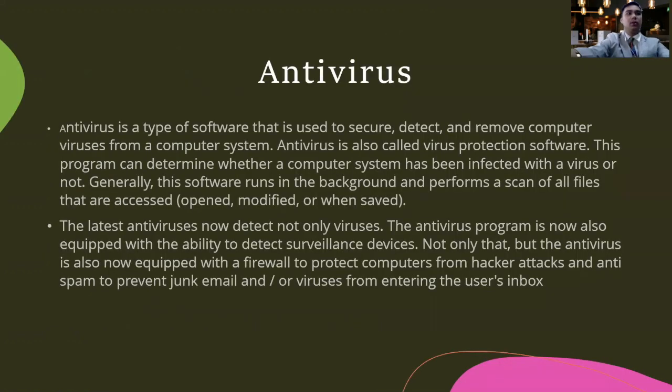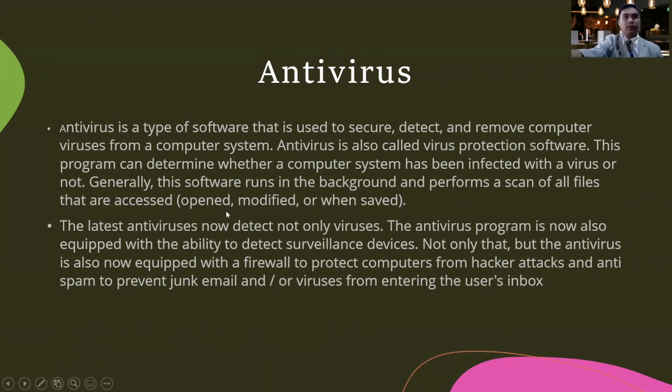Okay, next. So, what is antivirus? Antivirus is a type of software that is used to secure, detect, and remove computer viruses from a computer system. Antivirus is also called virus protection software. This program can determine whether a computer system has been infected with a virus or not. Generally, the software runs in the background and performs a scan of files that are accessed, whether they are opened, modified, or when it's safe.